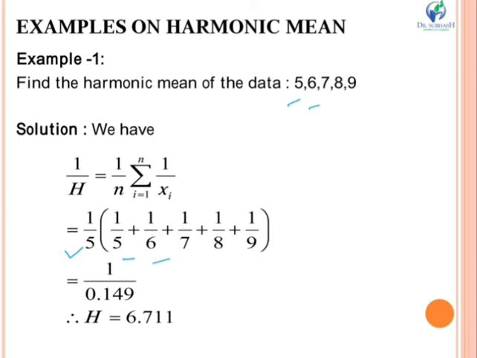I will calculate these values and I get 1 upon H equal to 0.149. This is the value of 1 upon H. So H will be the reciprocal of this term. Okay. So I will get H equal to 6.711. This is the value of the harmonic mean of the given data.